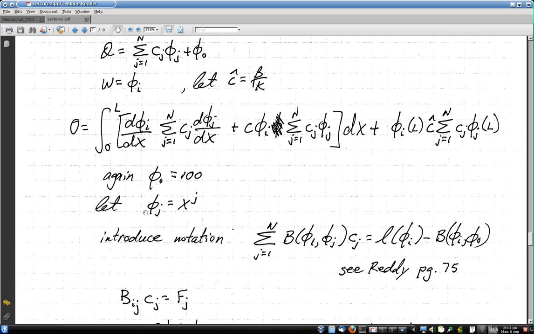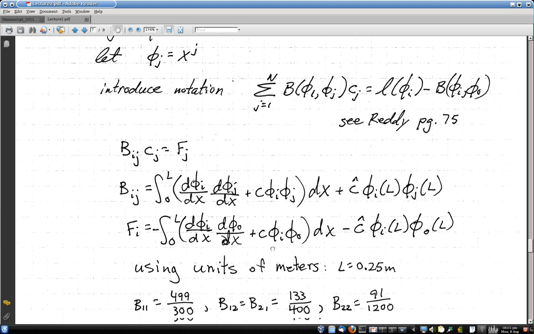So using units of meters, we have a length. If you go through, and I recommend you go through and evaluate these integrals, you'll find that we have these coefficients. And we also have f1 and f2. So ultimately, here's what we get. These are known, now you can invert and get these two constants. Once you have these two constants, you have this Ritz approximation. Okay, so now you know the temperature everywhere in the bar using this type of approximation.